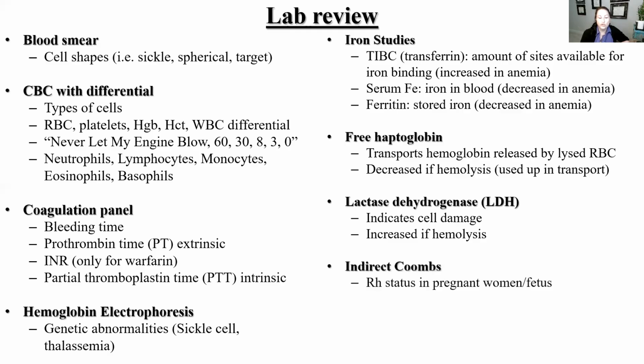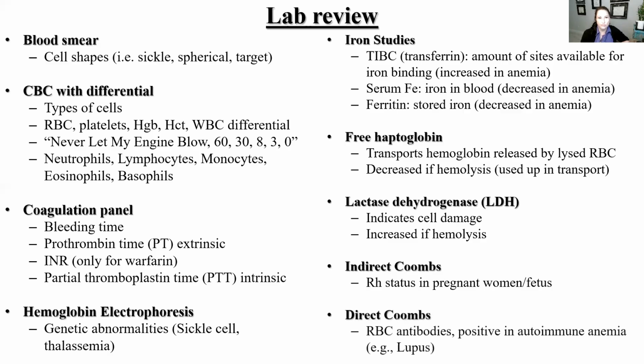We have the indirect Coombs test. This indicates the Rh status of a pregnant mother and her fetus. And then finally, the direct Coombs test. This will be positive in any autoimmune type of anemia where we have antibodies to the red blood cells. A good example of this would be lupus.